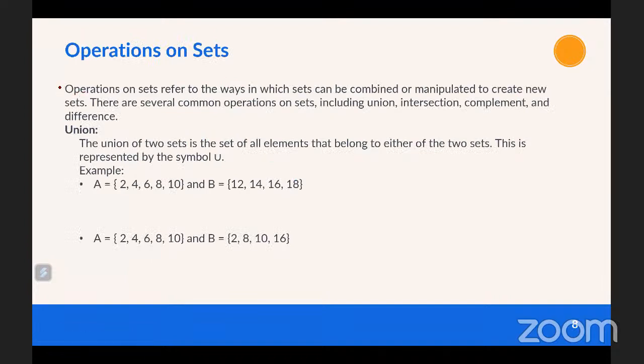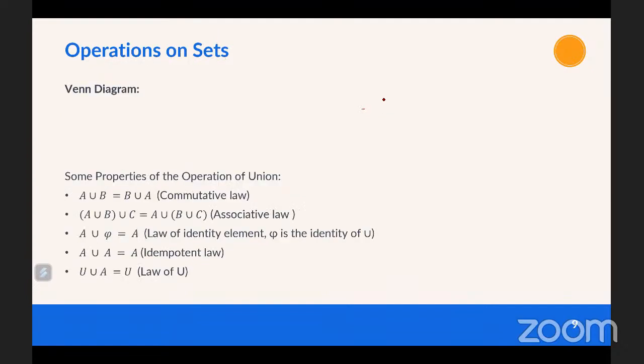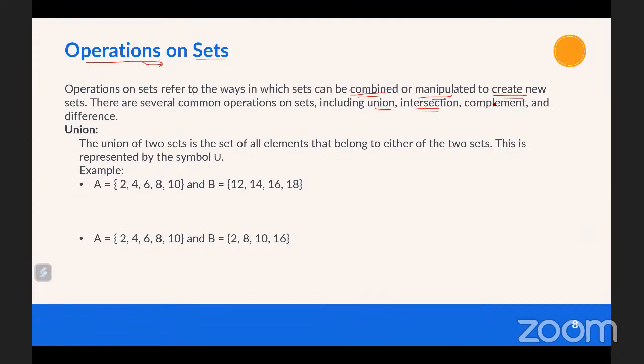Now we will see how different operations are performed on sets. Previously we have seen the notation used for sets, what the different kinds of sets are, and what equal sets are. Now we will see how we operate on sets. So what are operations on sets? Operations on sets refer to the ways in which sets can be combined, manipulated, or created anew. These operations can be of different kinds. It can be a union operation, an intersection operation, a complement operation, or a difference operation.